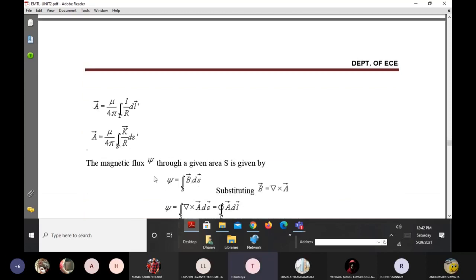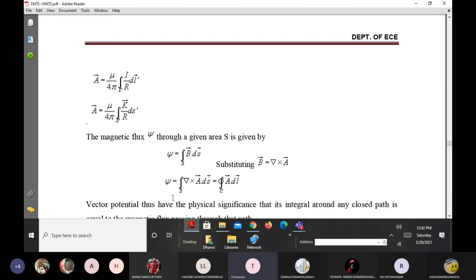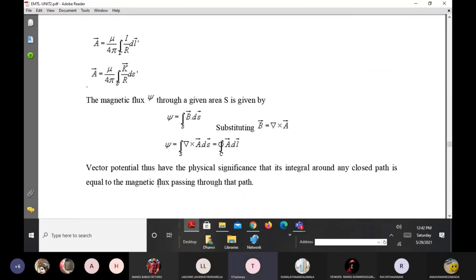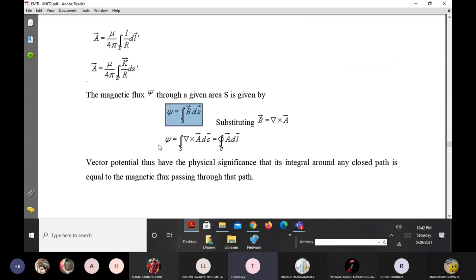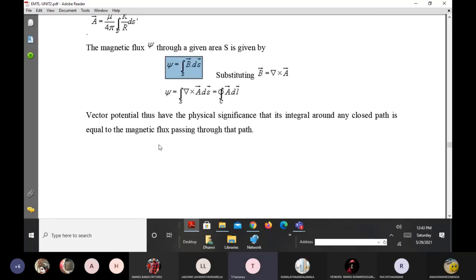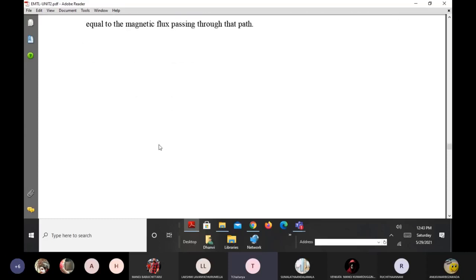So A bar equal to mu by 4 pi into integral of I by r into dl, if it is a line current. For a surface current, the vector potential is mu by 4 pi into integral of K bar by r into ds. So this is the flux for a given area. So these are the applications of the magnetic vector as well as magnetic scalar potentials.